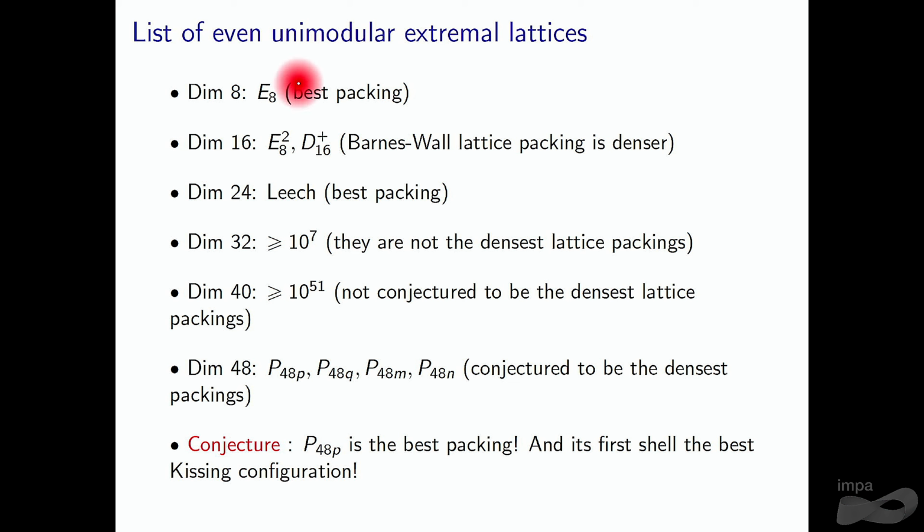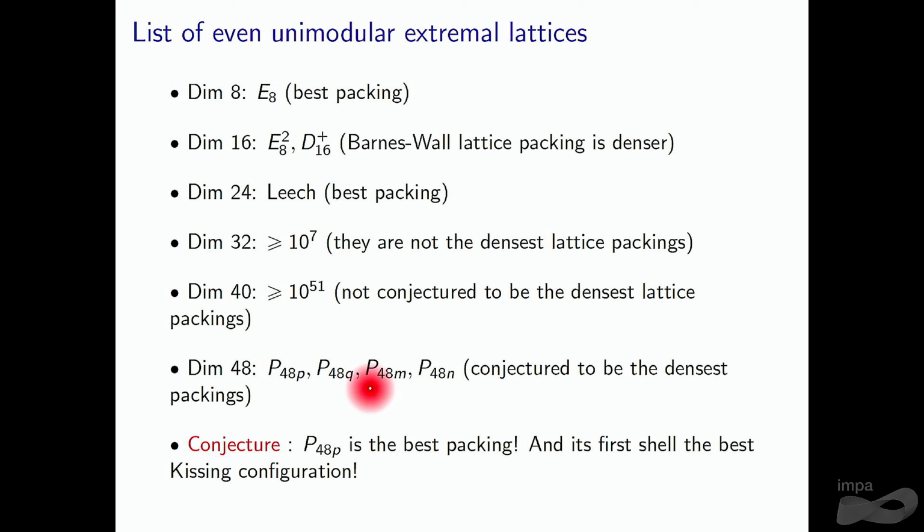So these lattices are not the best ones here. It does not give you the best packing in this dimension. Dimension 24 will have the Leech lattice, which gives you the best packing. Dimension 32 will have more than 10 to the 7. But it's proven that they are not the densest lattice packings. Dimension 40, you have more than 10 to the 51. And, well, it's not known whether they are the best or not.